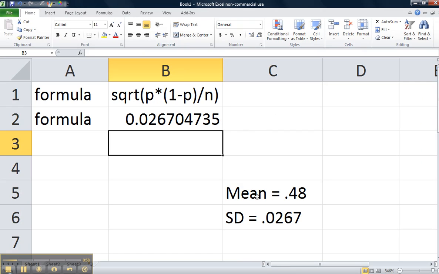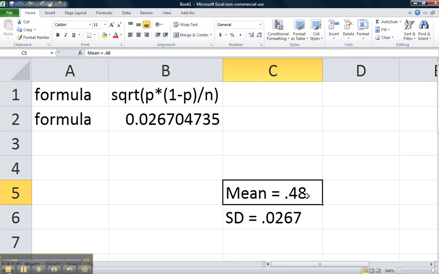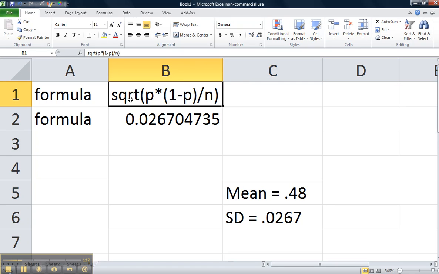In Excel, I've already plugged in some information here. Here, 0.48 was given. Your proportion is the mean. Your standard deviation, or standard error, is another name for standard deviation when you're dealing with a normal distribution. We're going to use this formula over here to find that. And the formula is just the square root of P times 1 minus P divided by N.